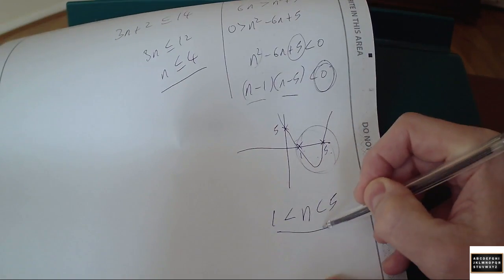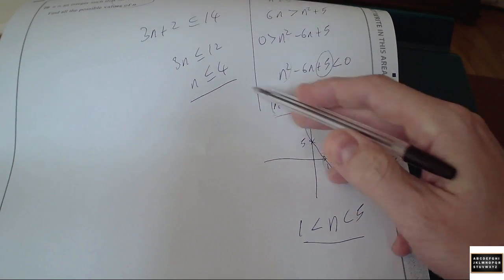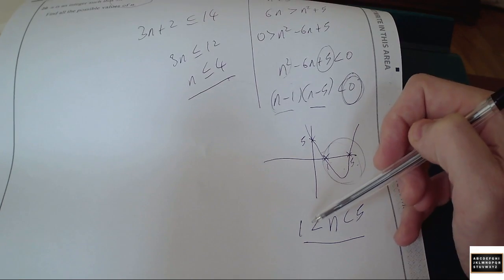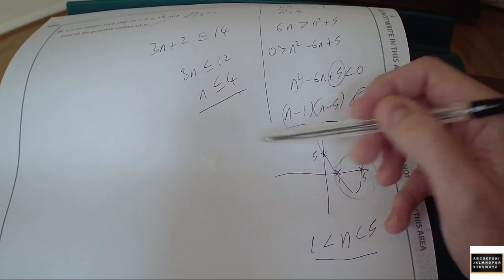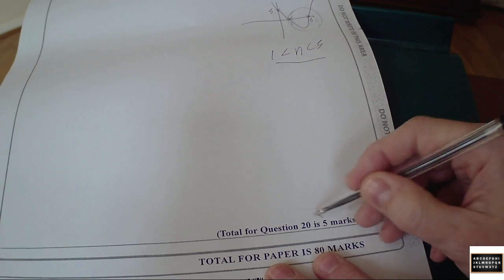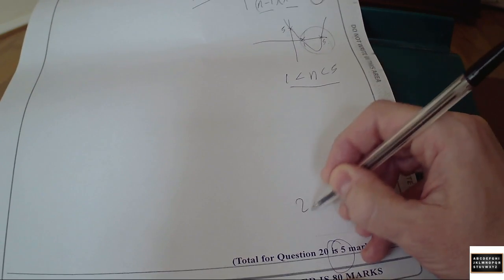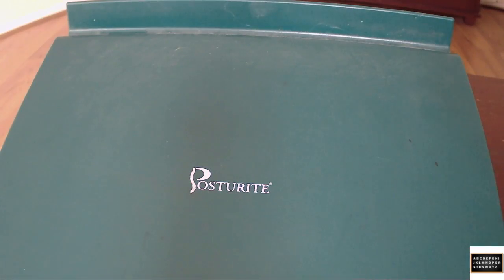Now, combining these two inequalities together, n between 1 and 5 and n less than or equal to 4, that must mean that it can only be integer values 2, 3 and 4. Not 5, because 5 is not less than or equal to 4, but 2, 3 and 4 will do it. So the values it's looking for down here for the 5 marks will be 2, 3 and 4. And that is the end of June 2018 paper 1.